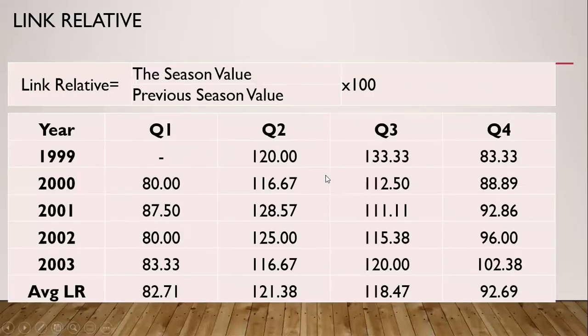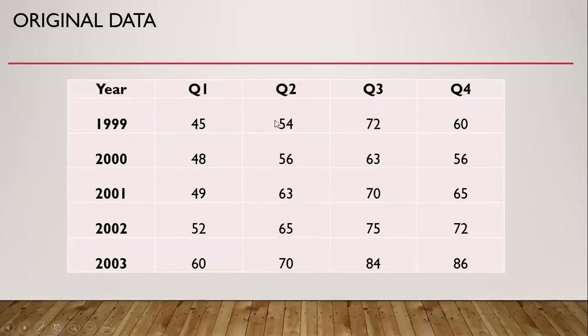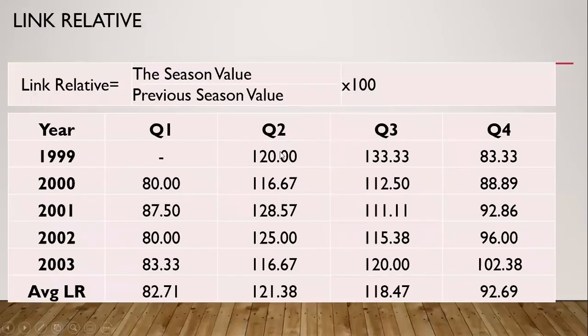So this is the original data. Link relative is equal to the season's value divided by the previous season's value multiplied by 100. So for this season, that is quarter 2, the link relative is 54 divided by 45 multiplied by 100. So this comes out to be 120. Similarly, for quarter 3, this is 133.33.